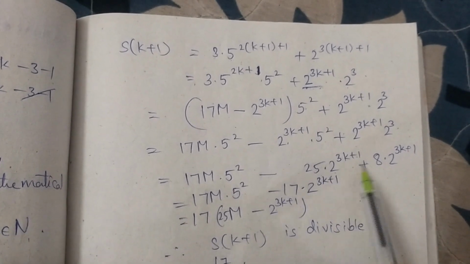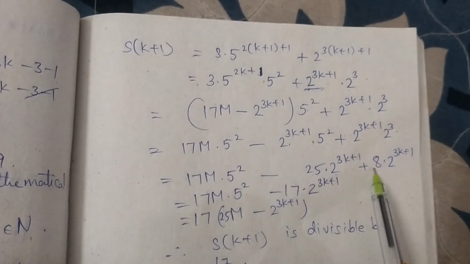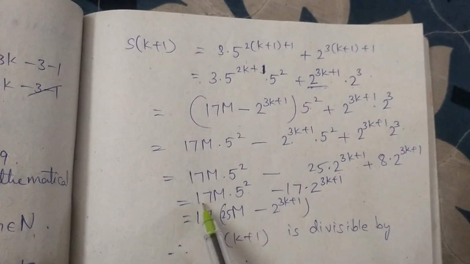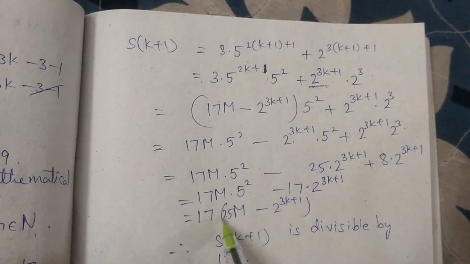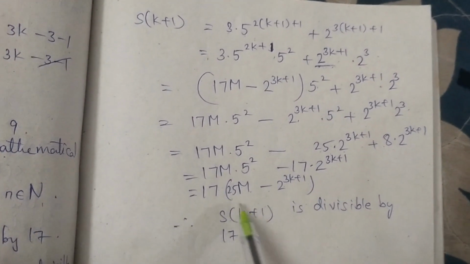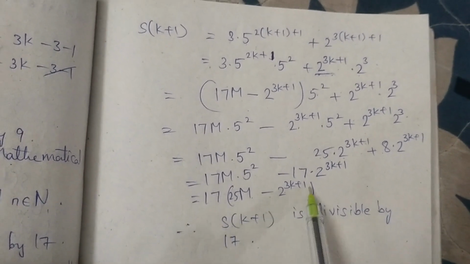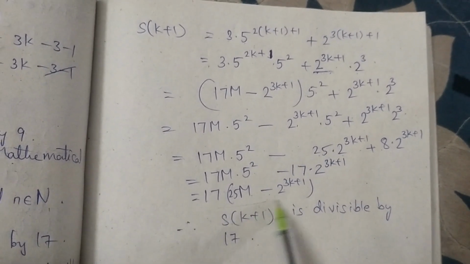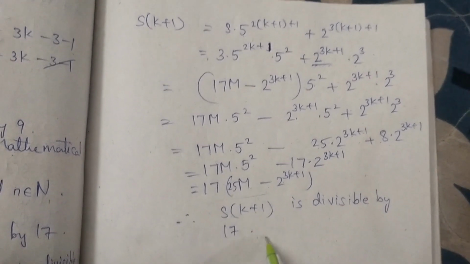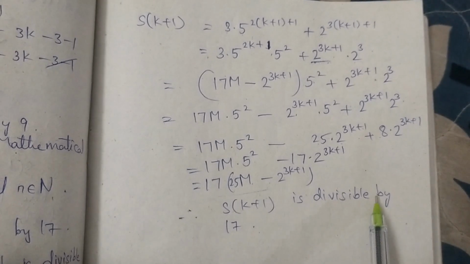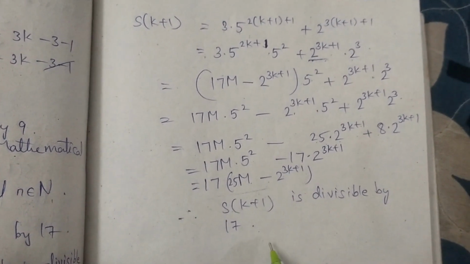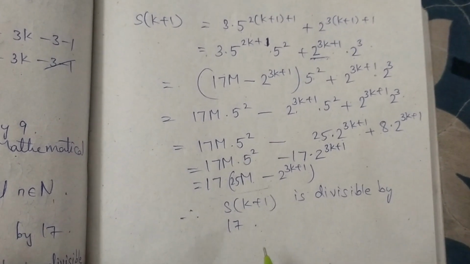So 25 minus 25 and 8 will be minus 17. Just take 17 common, you will be getting it as 17 into 25m minus 2 power 3k plus 1. Now as you can see that we are getting 17 into something, that means we can say that this whole number, this complete number, is divisible by 17. Therefore we can say that S(k plus 1) is also divisible by 17, concluding that S(n) is true for all n belonging to capital N.